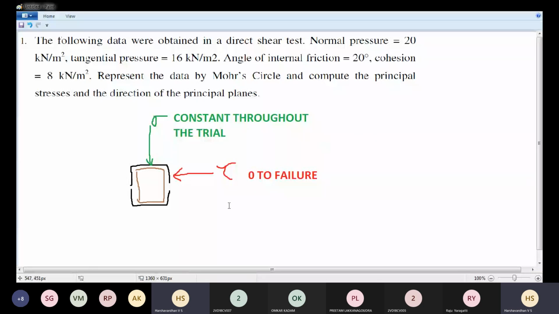At the end of each trial, for this normal stress, we will get the particular shear stress at failure. So in this particular trial, 20 kilonewton per meter square normal stress was applied. And for this normal stress, we go on increasing the shear force from 0. We will increase it till the point the sample fails. Now the sample has failed at a tangential pressure or shear stress of 16 kilonewton per meter square. So this is our direct shear test.